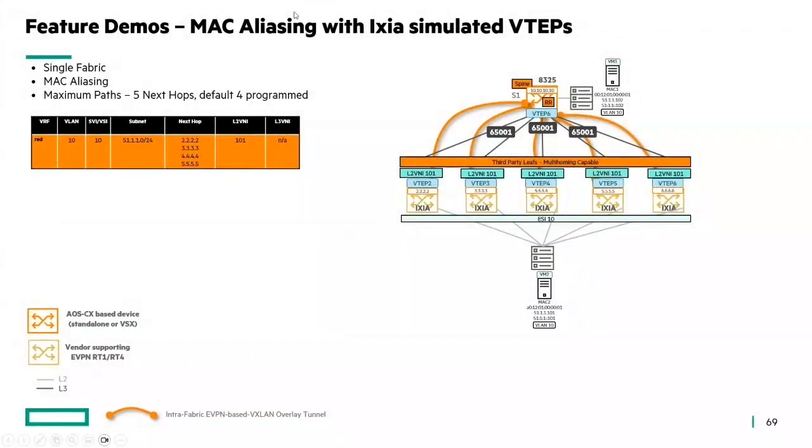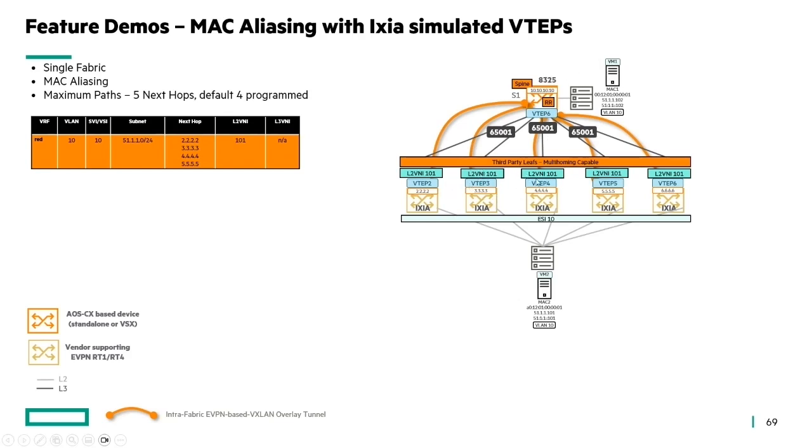Okay, and so for this one, it's really just demonstrating the MAC aliasing like we just saw previously, but also the programming of the maximum paths. So in this particular demo, what you'll see is it's virtualized through Ixia. So we've got virtualized VTEPs, as you can see here, VTEP 2 through VTEP 6. And actually the top should have said VTEP 7 because that's a VTEP as well.